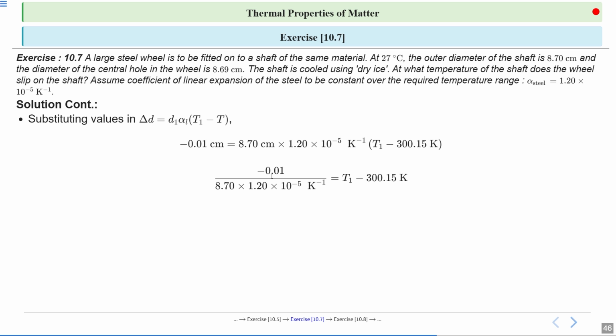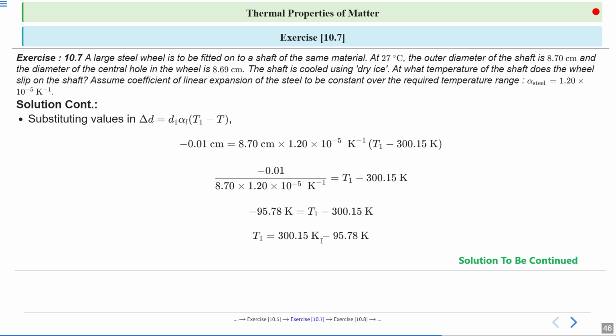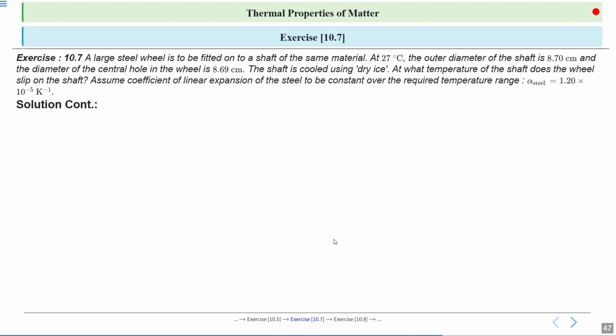Further solving this, you will get minus 0.01 divided by 8.70 into 1.20 into 10 raised to the power minus 5 per Kelvin is equal to T1 minus 300.15 Kelvin. So solving this, you will get minus 95.78 Kelvin is equal to T1 minus 300.15 Kelvin. It means T1 equal to 300.15 Kelvin minus 95.78 Kelvin. So T1 equal to 204.37 Kelvin.